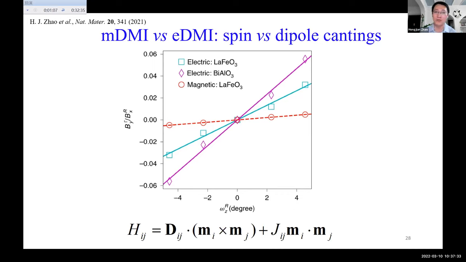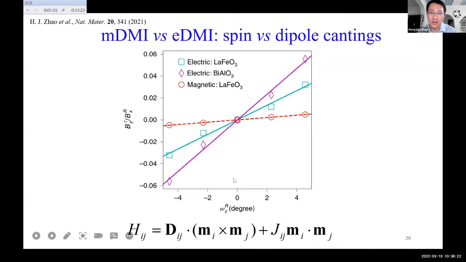Similarly, in the electric regime, because of the exchange interaction between different dipoles, the dipoles tend to be aligned in a parallel or antiparallel way, say collinear. Then because of the existence of the electric DMI, the dipoles tend to be perpendicular to each other. Overall, the competition of the two terms gives rise to the non-collinear dipole patterns. So the dipole canting is a measurement of the electric DMI over the electric exchange interaction. We now measure the canting of the magnetic moment and the canting of the dipoles as a function of, let's say, the antiphase tilting. We also know that antiphase tilting is the structural origin of the electric or magnetic DMI.